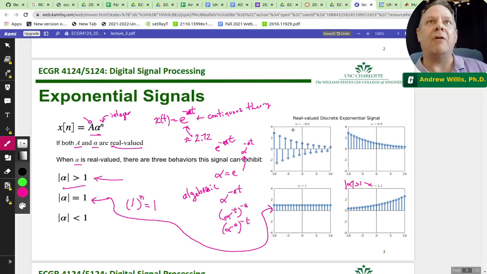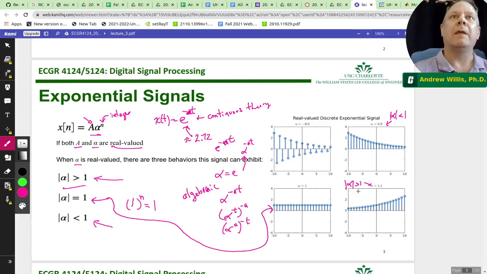Now, when alpha is less than 1, this is magnitude of alpha is less than 1. We have alpha equal to 0.9, and it's a decaying exponential. It grows when n is negative. It decays when n is positive. It's sort of the time reversed version of this, so it's flipped across the origin here.